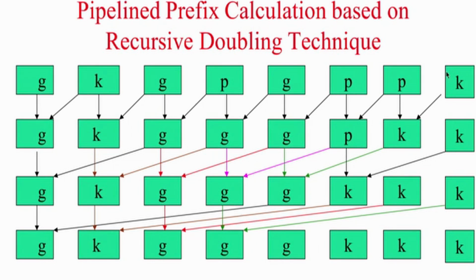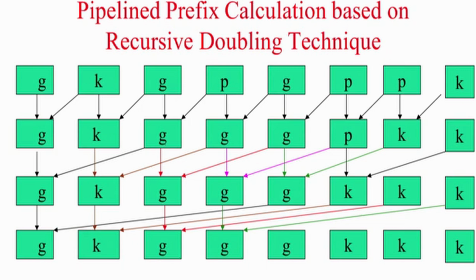So what happens here? This is the first level. In the first level, what we do in recursive doubling is compute with the nearest neighbors. So propagate star kill will happen here. Propagate star kill is kill, propagate star propagate is propagate, propagate star generate is generate, generate star propagate is generate, and generate star kill is kill, kill star generate is generate.